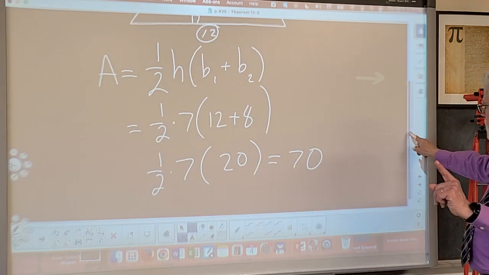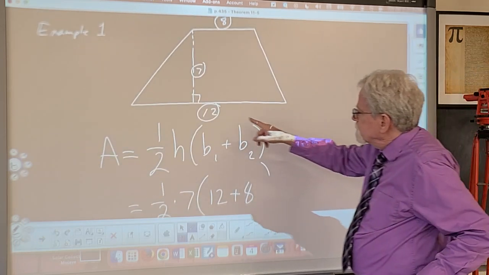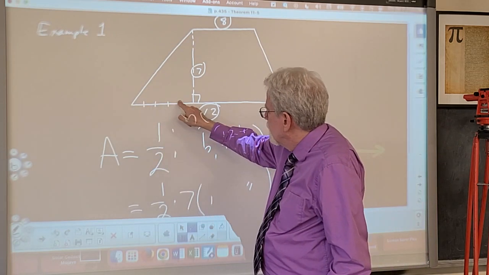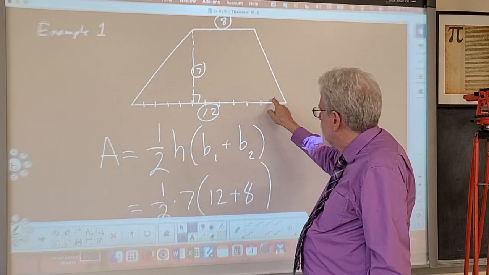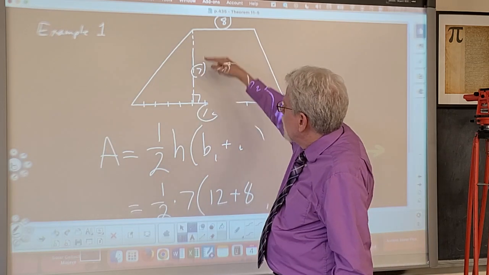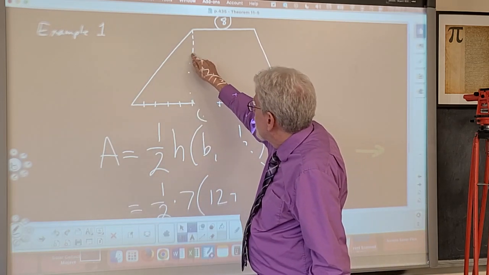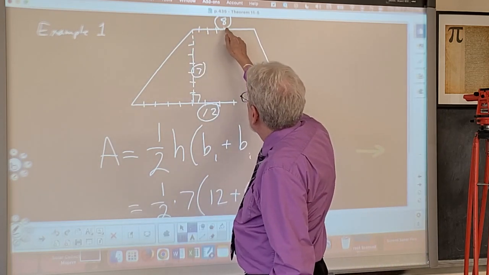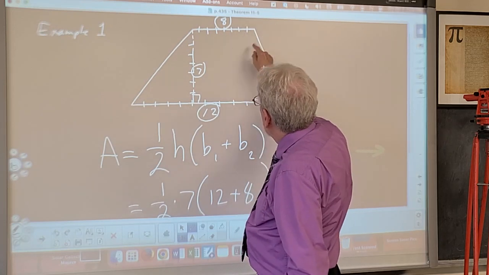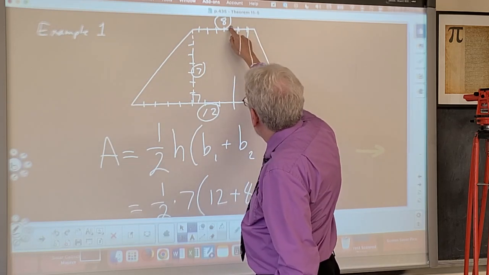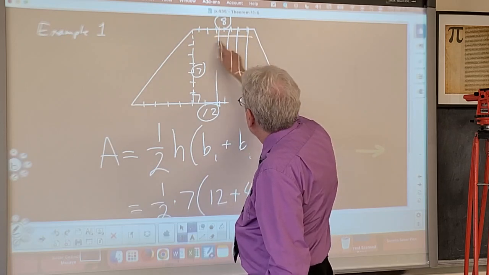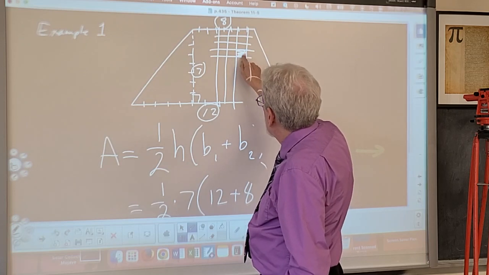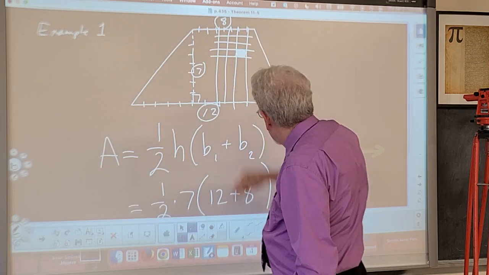Hey, let's not lose sight of what that means. That means that if this side is 12 units long, 1, 2, 3, 4, 5, 6, 7, 8, 9, 10, 11, 12, and if it's 7 units high, 1, 2, 3, 4, 5, 6, 7, and if this is 8 units wide, 1, 2, 3, 4, 5, 6, 7, 8, and we broke that into little squares. I know my scale is way off, so it looks kind of wonky. But if I were to break this into little squares, the question is how many of these squares will fit inside that trapezoid?